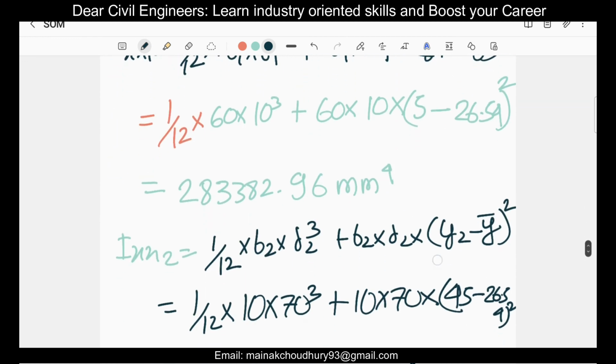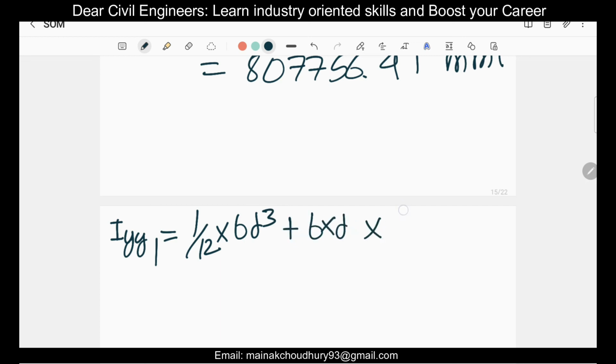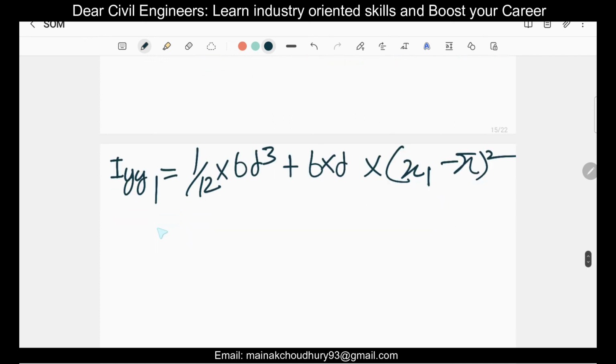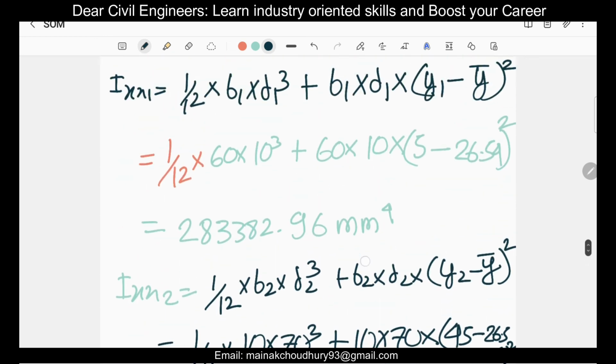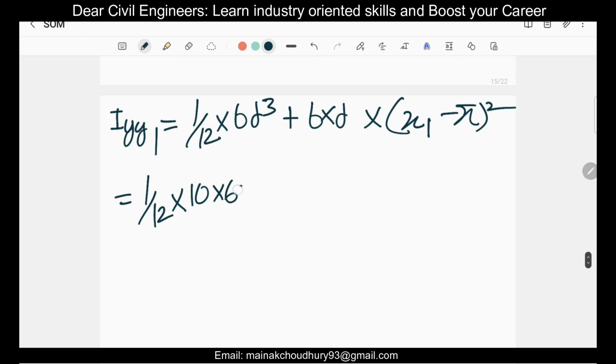The same thing will be there, but here there is a twist. b1 d1 will change. Okay, let's write here Iyy1. So it will be 1 by 12 into b d cube plus b into d into x1 minus x bar the whole square. Similarly, just look at the previous Ixx1, where it was 60 into 10 cube. Now do the opposite, 10 into 60 cube, because this is taken about the y-axis, so these are the opposite. So similarly plus 10 into 60 into x1 minus x bar.